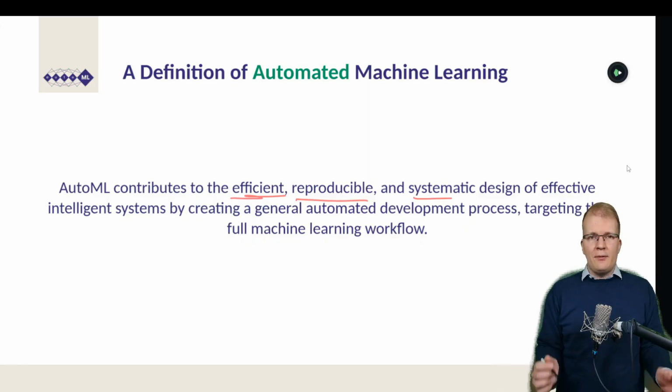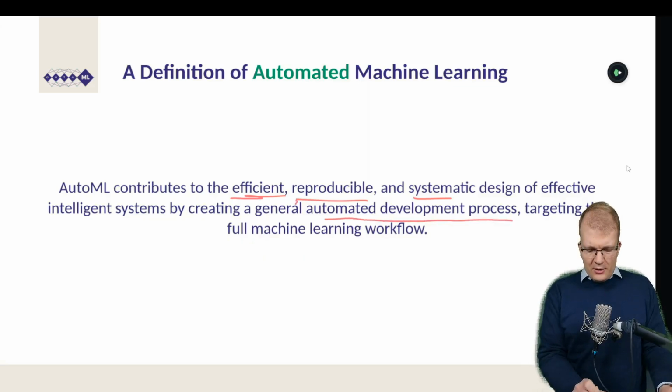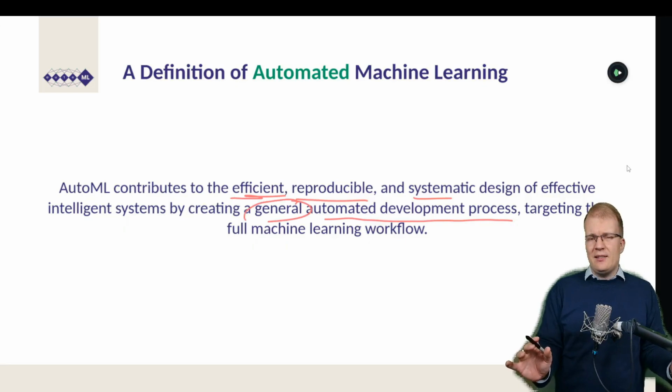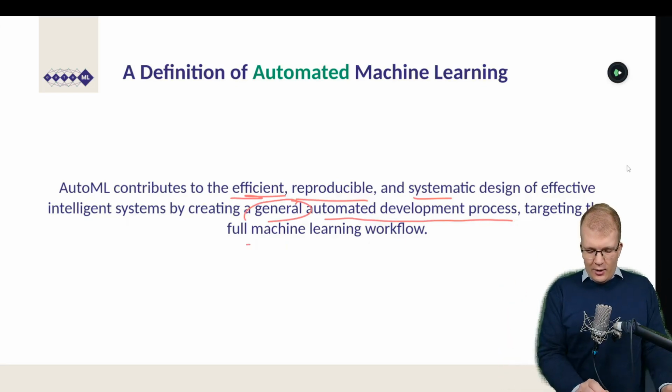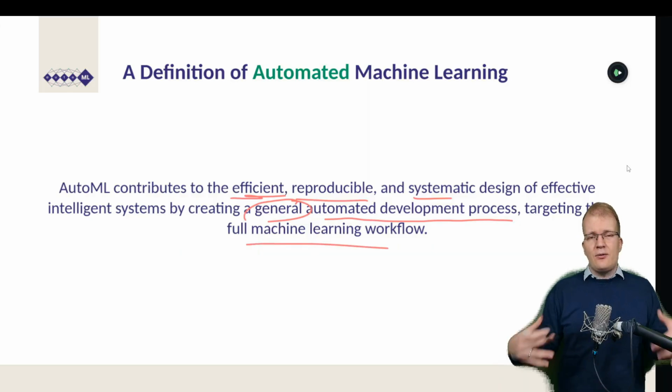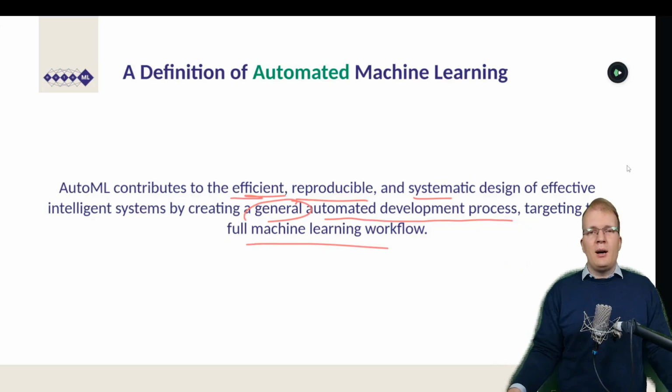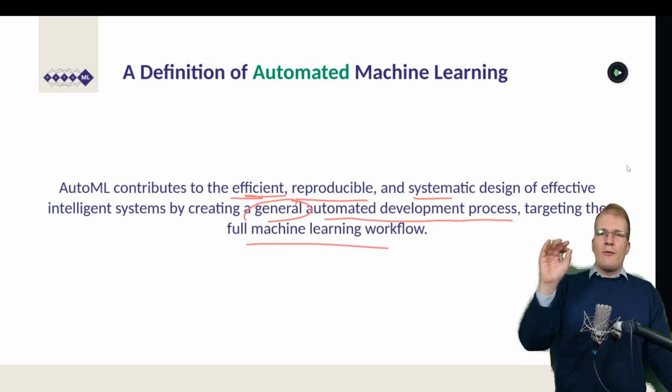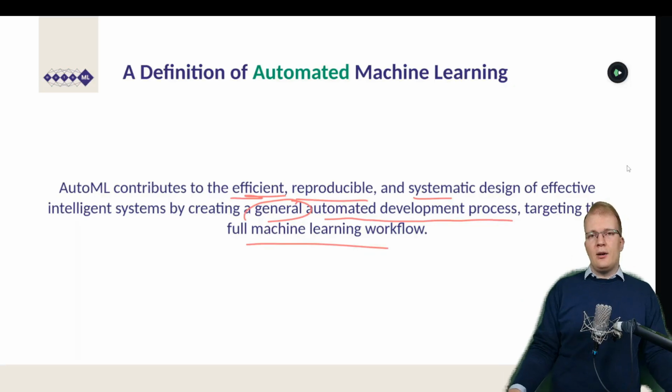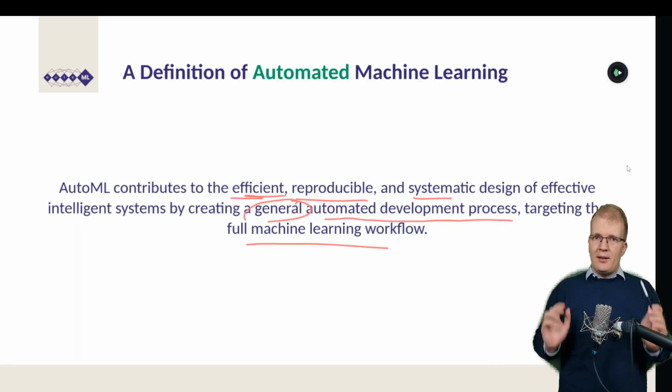And with that, we would like to come up with an automated development process, which should be general, not only for single data sets, but maybe for many and for many different tasks. We're doing all of that in the end to address the entire machine learning workflow. Although I have to admit, parts of automated machine learning also only address parts of that workflow. But we can do it even for the full one.